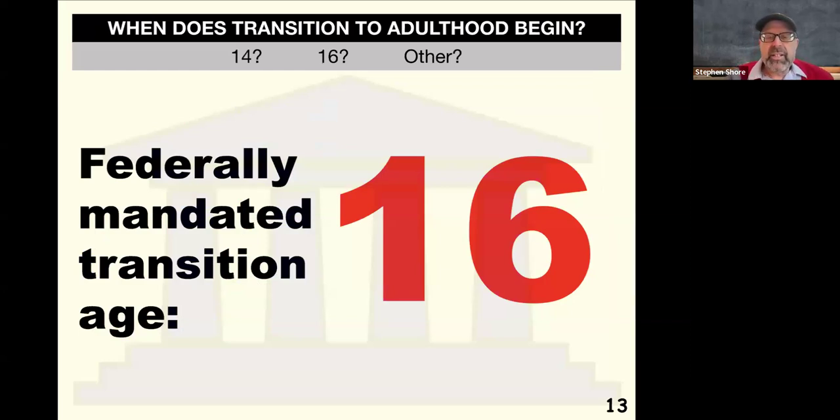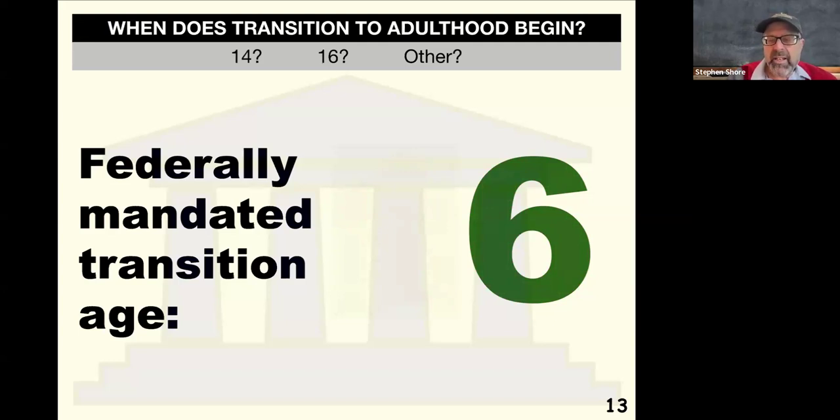When does transition to adulthood begin? And this is the federally mandated transition age. Many school systems are still at 14 because that's what it used to be before it was changed up to 16. However, I think that's way too late. I've always been mystified as to who thought it was a good idea to just start thinking about what a person's going to do with the remaining 70% of their lives, and giving only 2 years to do that.